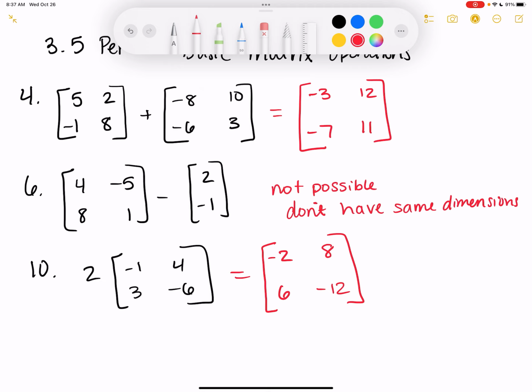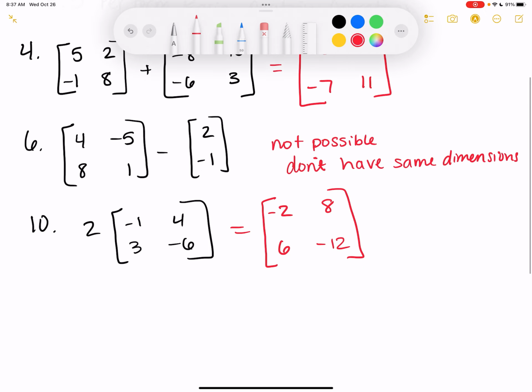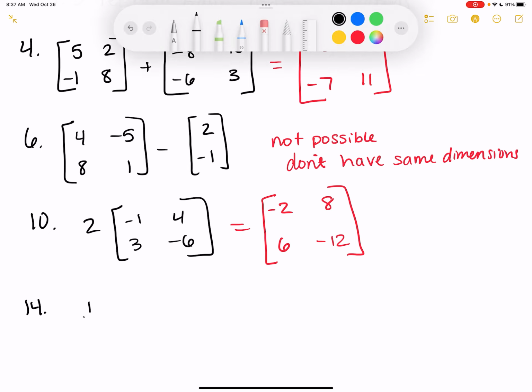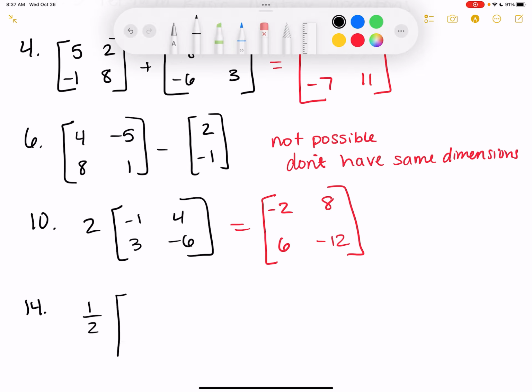Let's see, 14. We've got 1/2, and then this is a 3 by 3 matrix: -2, 8, 12, 20, negative 1, 0, negative 8, 10, 2.